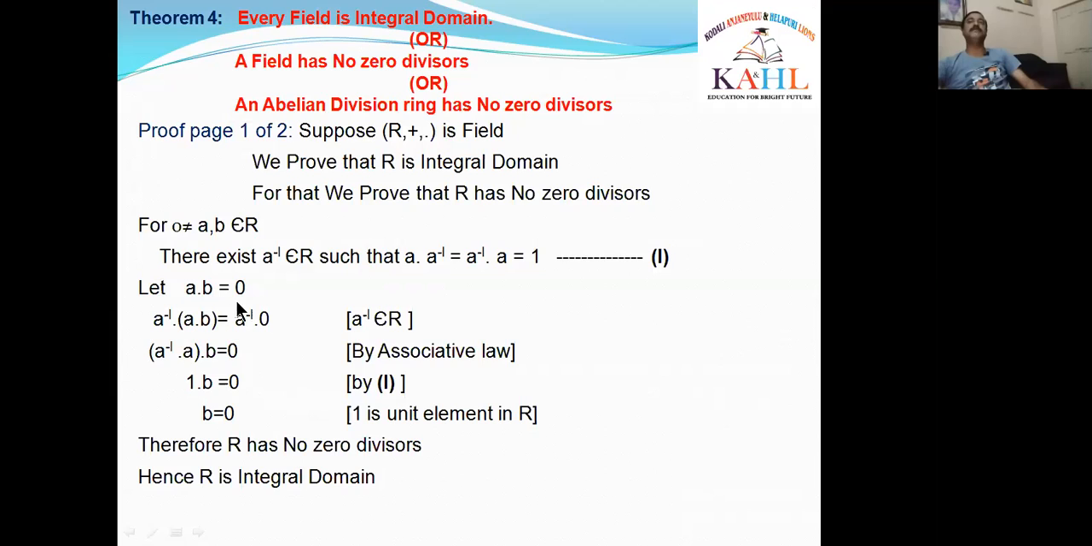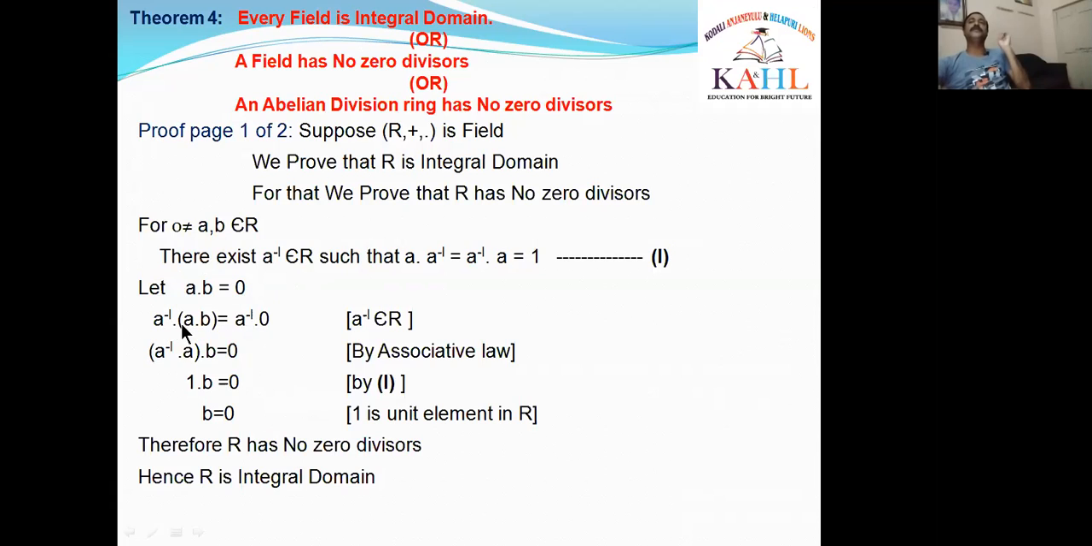Right, I am taking AB equal to 0. We know that A is non-zero, A is not equal to 0. We want to prove any of these, that means either A equals 0 or B equals 0. But here A is not equal to 0, so we must prove B equals 0. For that, A inverse is in R. So I am multiplying both sides with A inverse: A inverse into AB equals A inverse into 0.